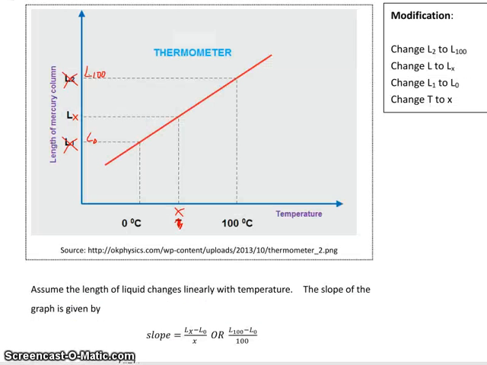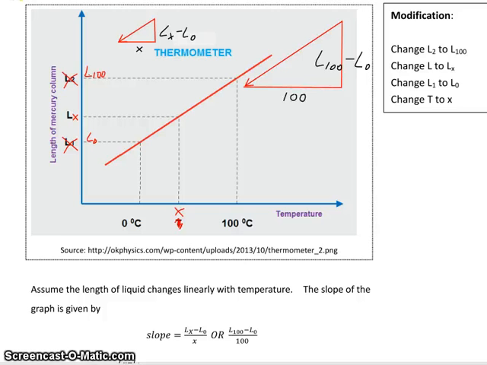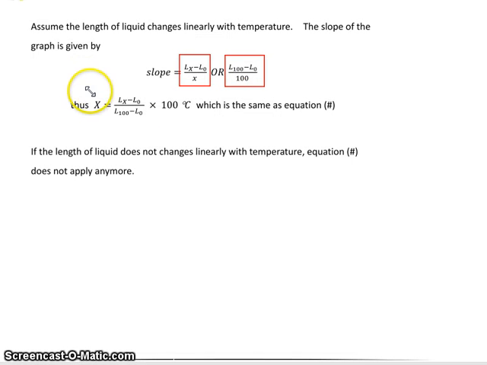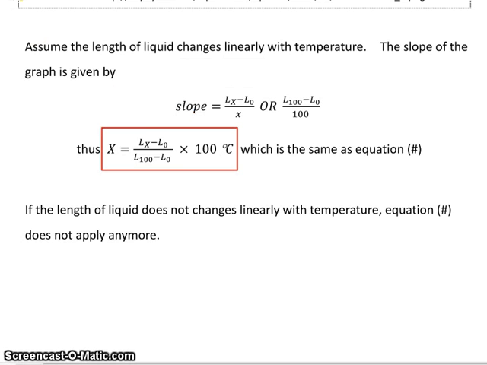Now we may find the slope of the graph. Here's the first triangle that can find the slope. Then I will draw another one, and it can also find the slope. The slope can be given by L100 minus L0 over 100, as it is at the bottom. It can also be given by Lx minus L0 over X, as given by this formula. So we may rearrange the formula and then we have this result. In this way, by measuring the length of the mercury column, we may find the unknown temperature X using the formula.